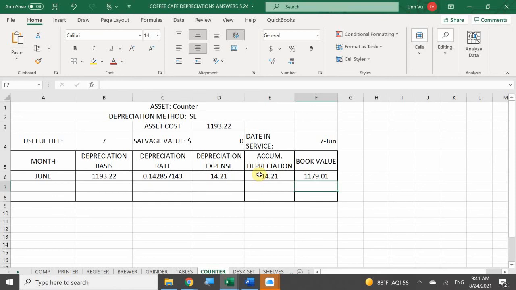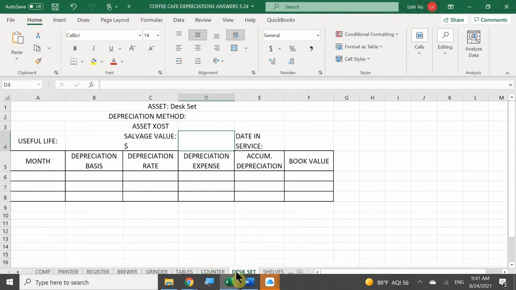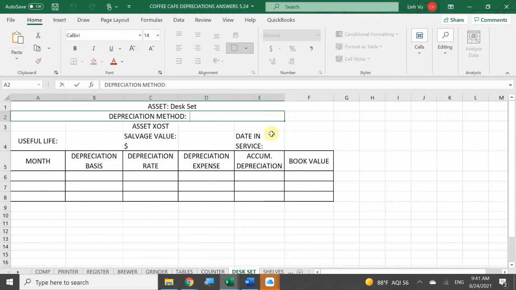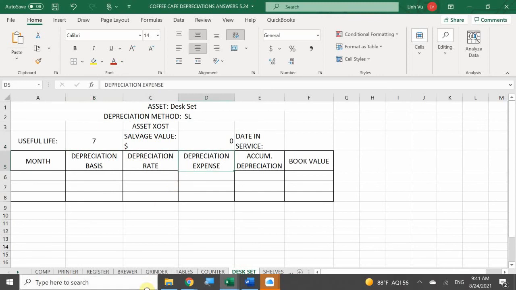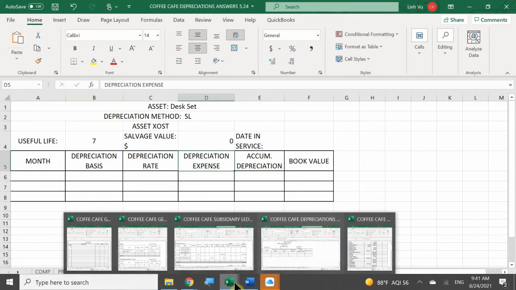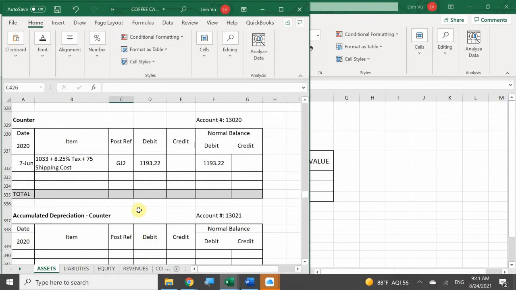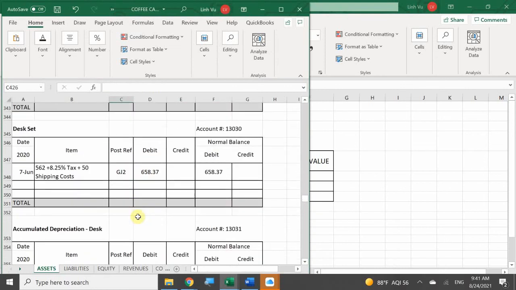So now that we have that, let's see what is next. We have the desk set. The method we're going to use is straight line. Estimated useful life is 7 years with no residual value. So let's plug in those numbers that we get from our ledger.